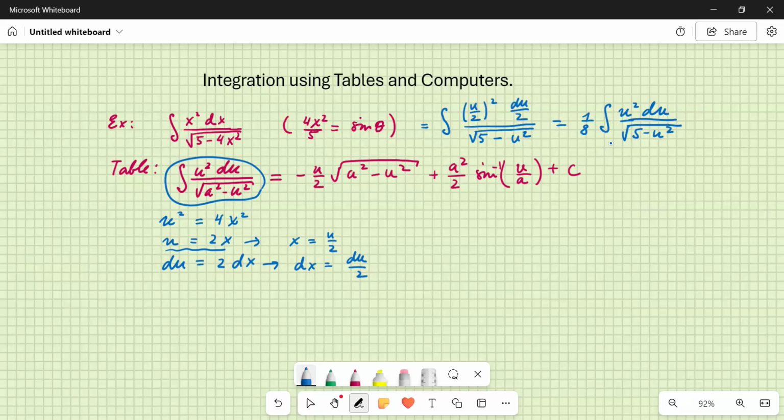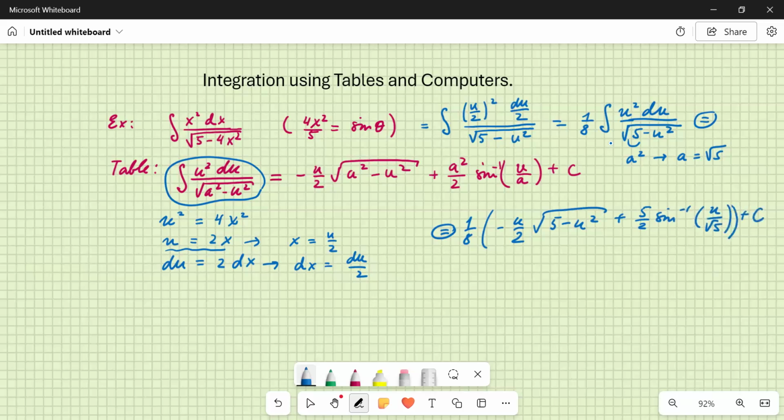I'm going to continue writing below. After here, I'm going to put an equal sign and write below. So it's 1 over 8, then minus u over 2. My a here, this is a squared, so my a here is the square root of 5. Be careful watching the constants. Instead of a squared, I should write 5 minus u squared, and then plus 5 over 2 sine inverse of u over square root of 5, plus a constant, right?